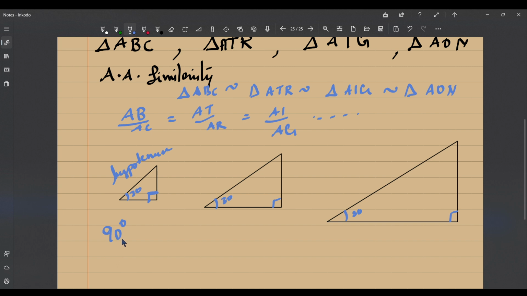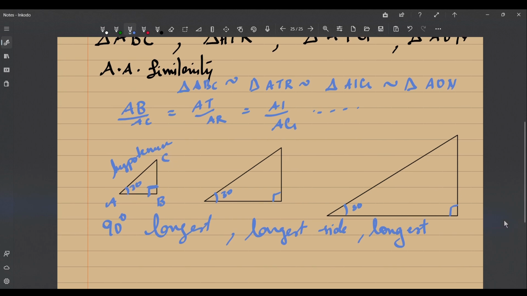So this 90 degree would be the largest angle in any right angle triangle. And the side opposite to 90 degree would be the largest side. If you compare all the three sides, hypotenuse will be the longest. I should have used the word longest actually, because we are talking about lengths. So hypotenuse is the longest side. So let's involve the hypotenuse in our ratio.